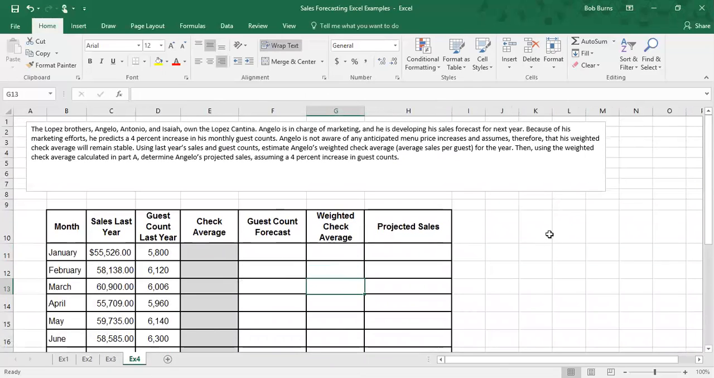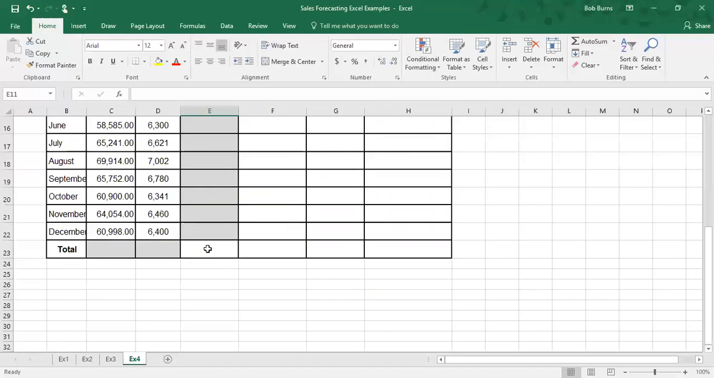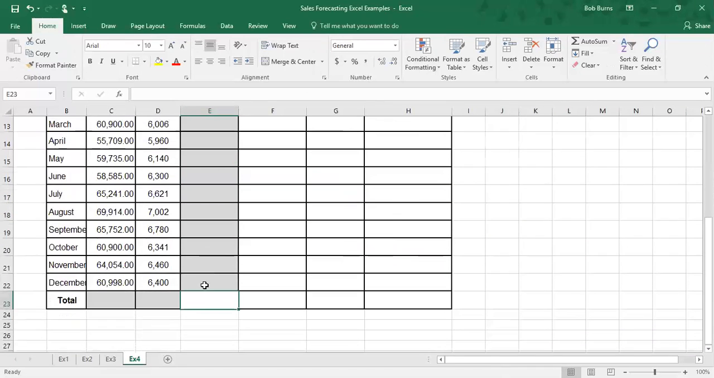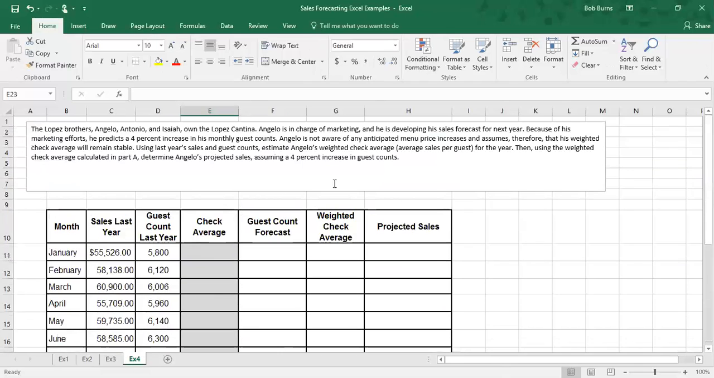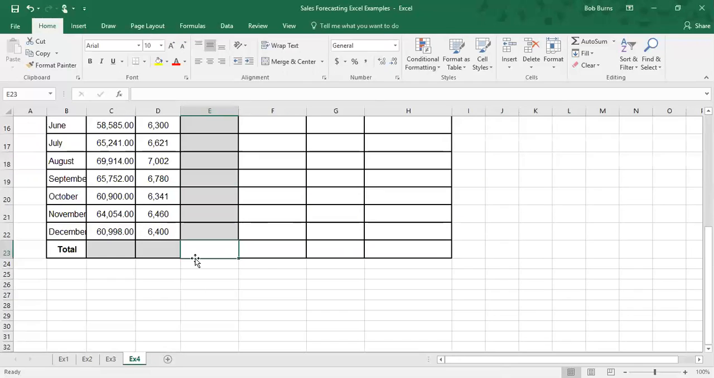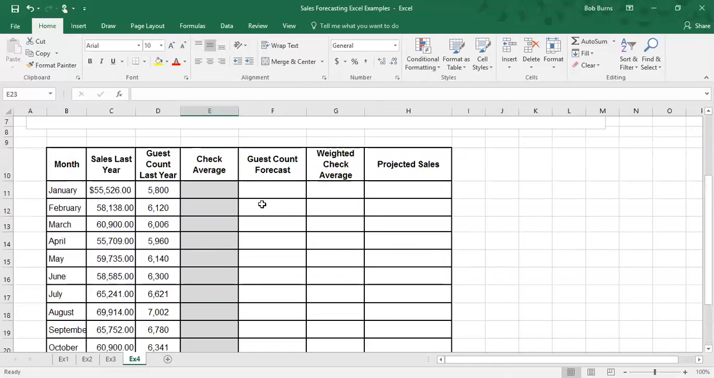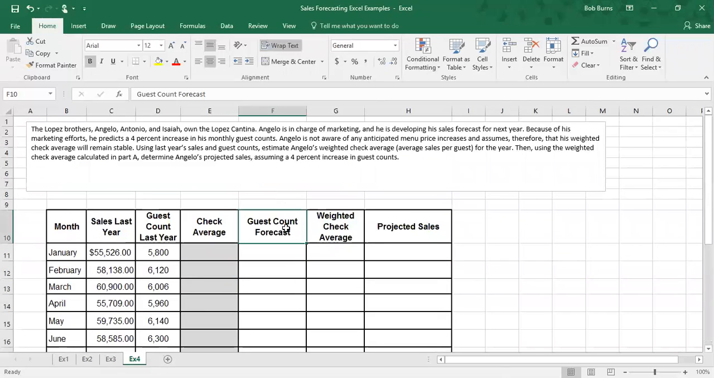Next one. Again, kind of a similar situation. We have a guest count from last year. We have sales from last year. We're going to need to figure out the check average for each month. And then we will figure out the weighted, I think that's going to be the weighted check average down here, so for the year. And then we are going to use, it says guest count forecast.